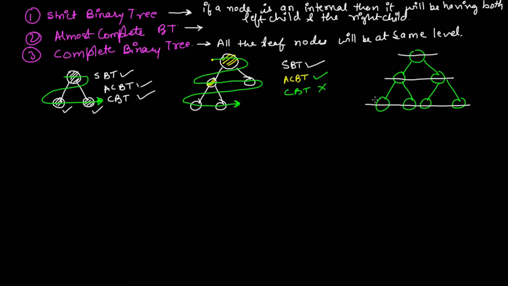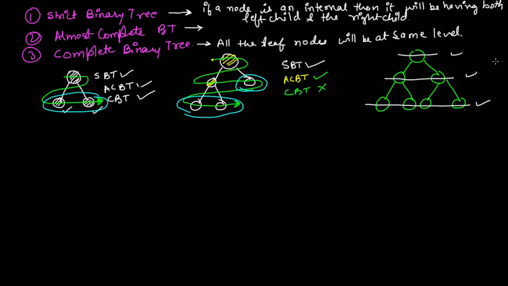Okay, for example, this is a level, right? So this is a level, this is a level, and this is a level. In this tree, all the leaf nodes are at the same level. But in this previous case, all the leaf nodes are not at the same level. Why? Because the level of these nodes is different and the level of this single node is different, right? And here in this case, all the leaf nodes are at the same level.